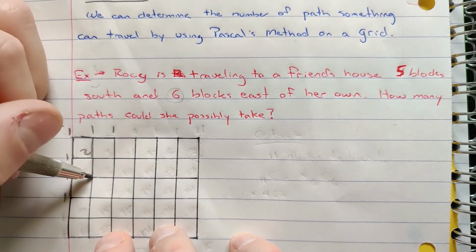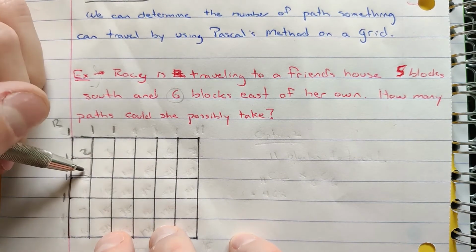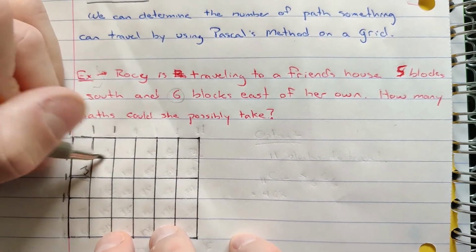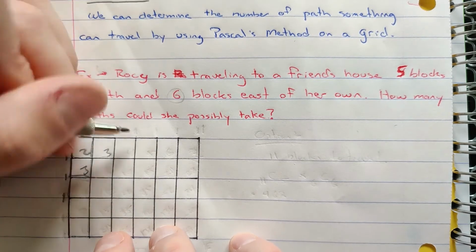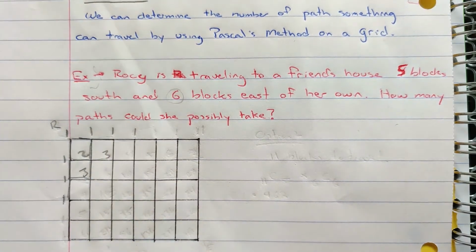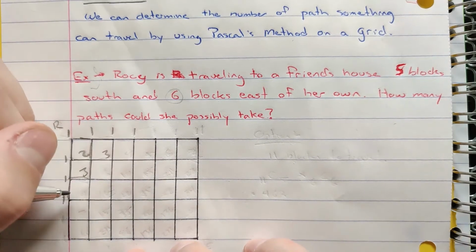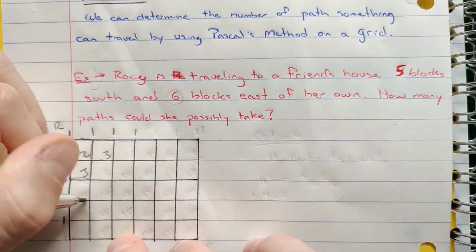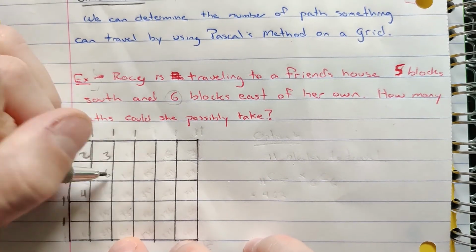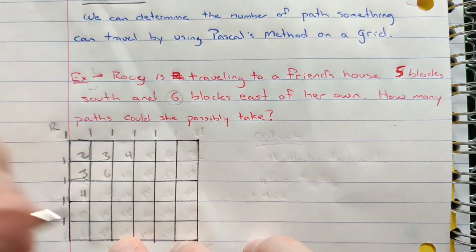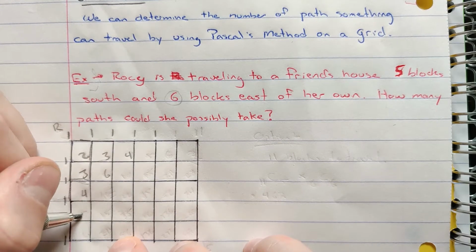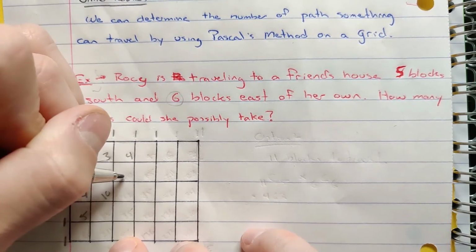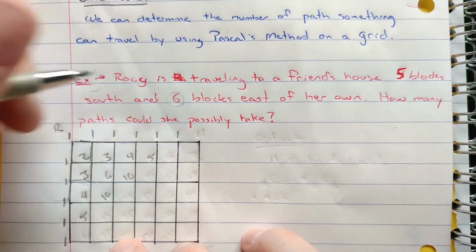To get to here, there's one, and then there were two ways to get to here, so there's a total of three. Same idea here: three, two, and one. One path to get to here. And so you see the Pascal's triangle starting to emerge.